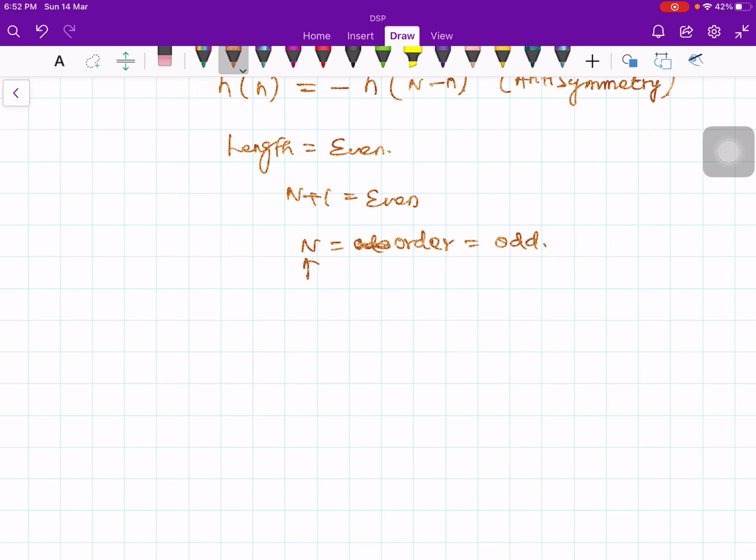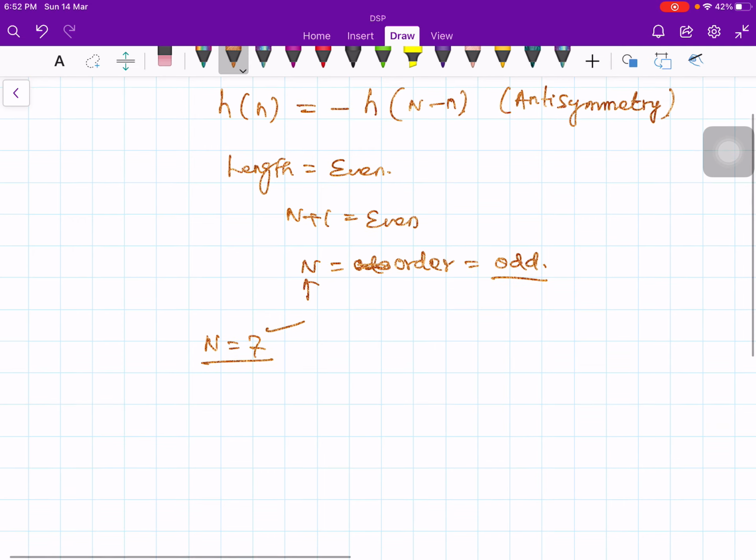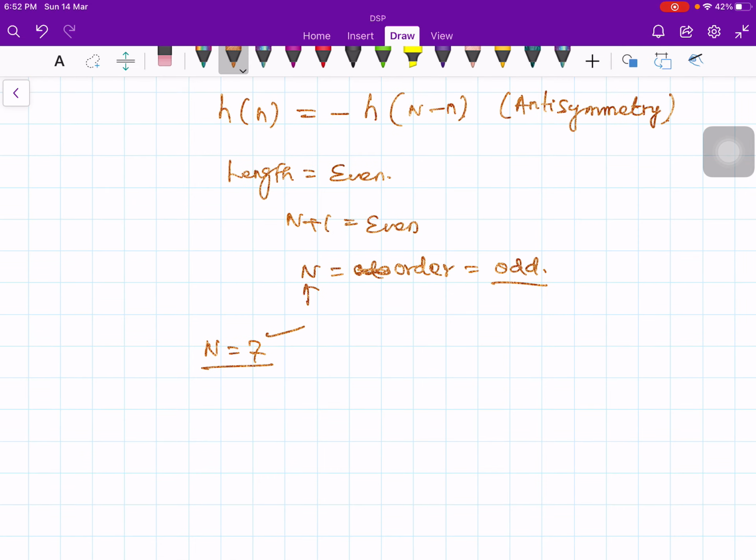Now let us take an example to concretize our idea of the type 4 filter. Let us take N equal to 7 because it's an odd number, right? So I have taken 7. Then my pairing would be as follows: h of n is equal to minus h of 7 minus small n. Substitute n equal to 0, n equal to 1, n equal to 2, n equal to 3 and so on.